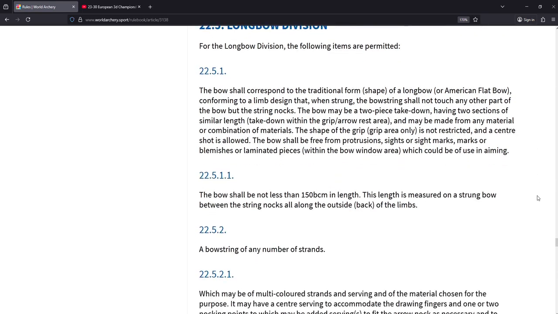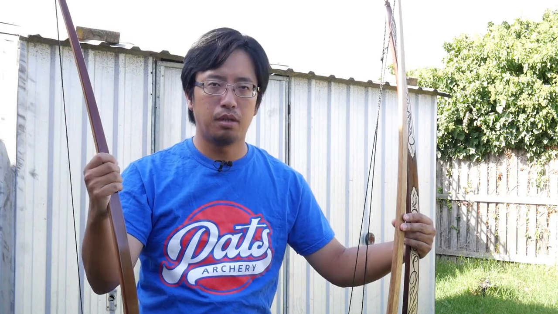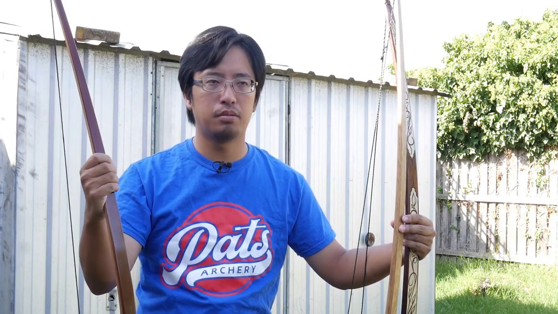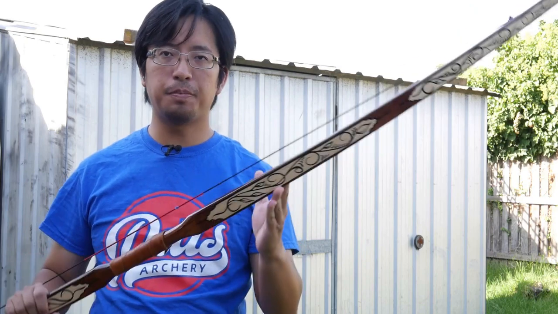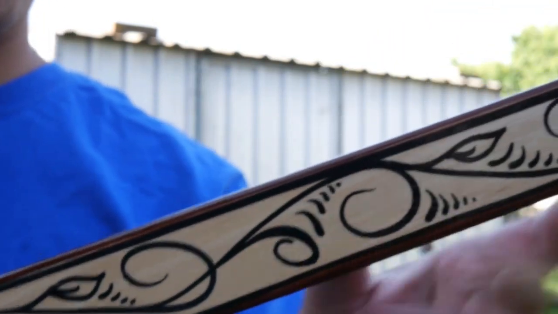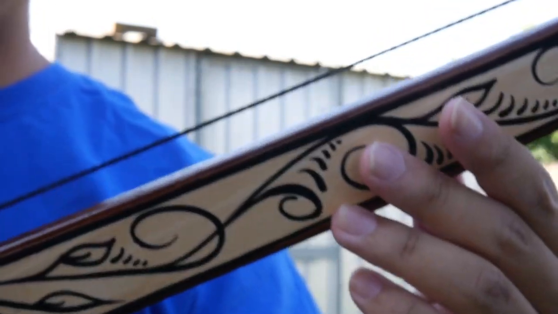So let's begin with the definition of a longbow according to World Archery. Now, this itself is quite controversial because longbows could mean anything. People might think of the English longbow, the medieval English longbow. That isn't the only definition of a longbow. It doesn't refer to the geometry or the cross-section of a longbow. There is one particular definition that is actually generally accurate for longbow, and it's the following definition.